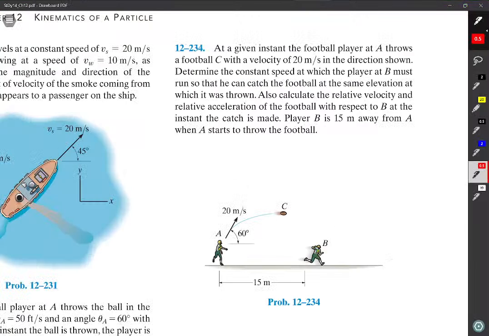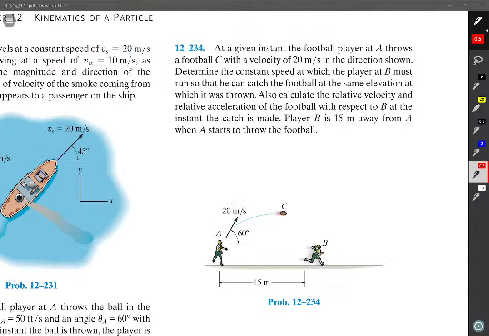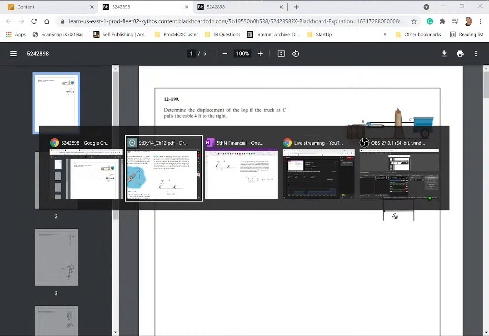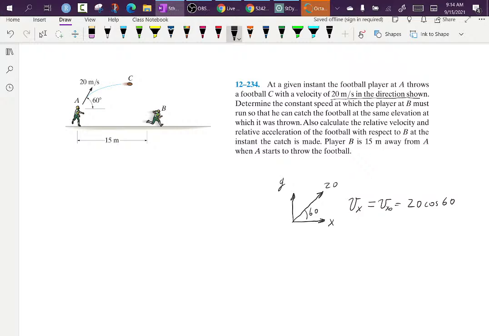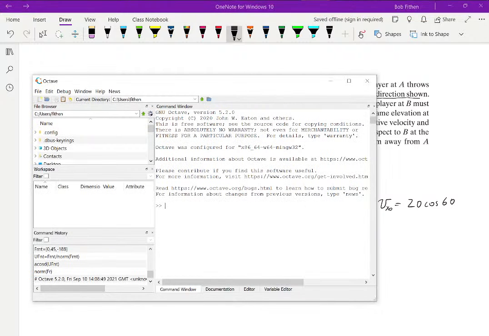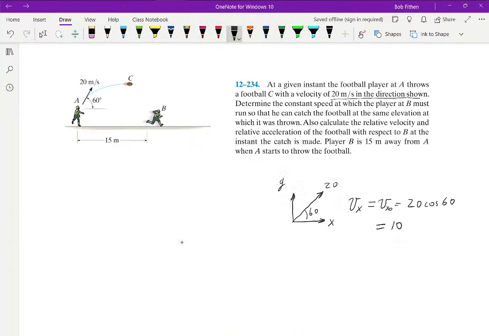Wait a minute. Hang on. I keep going back to the same thing. Okay, there's octave. So in here, 20 times cosine of 60 degrees gives me 10. I should have known that.